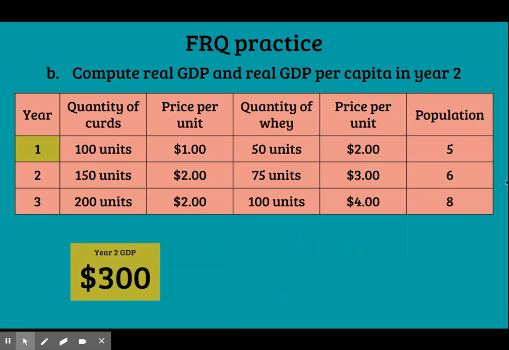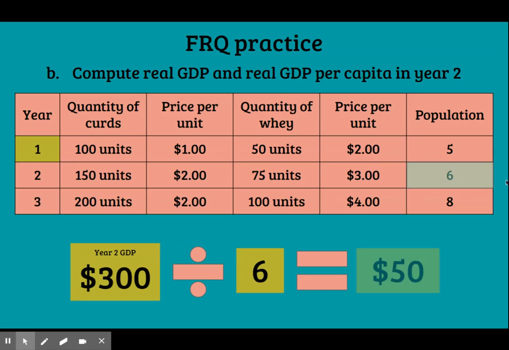Now for the real GDP per capita. We'll take our real GDP and the population in year 2, 6, mazel tov, and we'll divide by the population to get a real GDP per capita of $50.